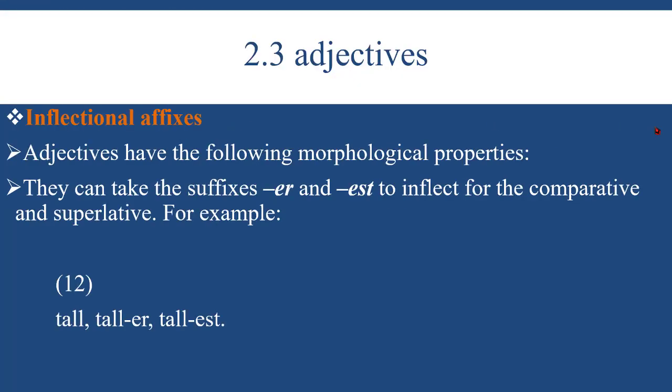Now let's move on to adjectives. Inflectional affixes regarding adjectives have the following morphological properties. They can take the suffixes er and est to inflect for the comparative and superlative. So for example, tall, taller, tallest. So these inflectional morphological affixes help us to determine that a word is an adjective.